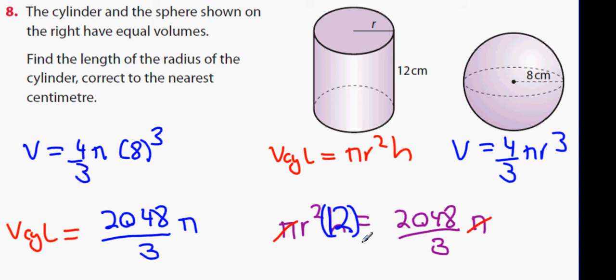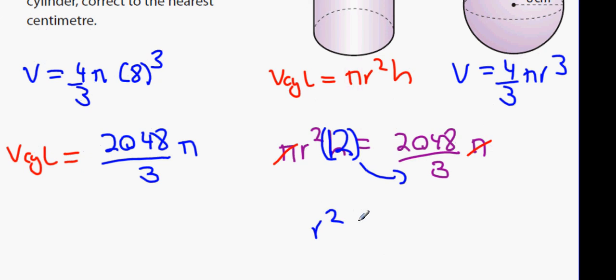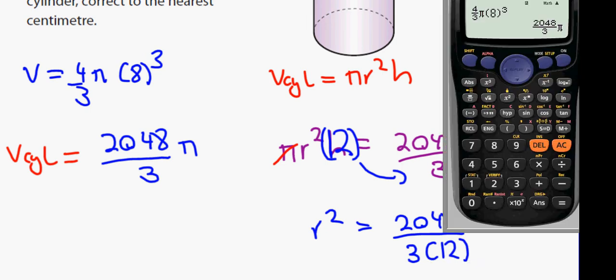Where does the 12 go? Goes underneath, doesn't it? So now we're going to get r squared equals 2048 divided by 3 and divided by 12. What is that number? 2048 divided by 3 bracket 12, which is the same thing as 36. And we get 512 over 9.